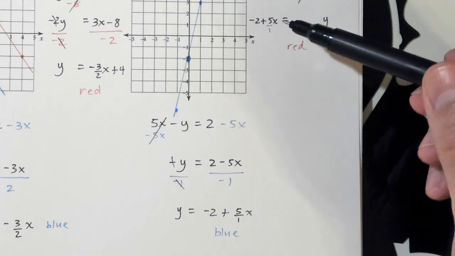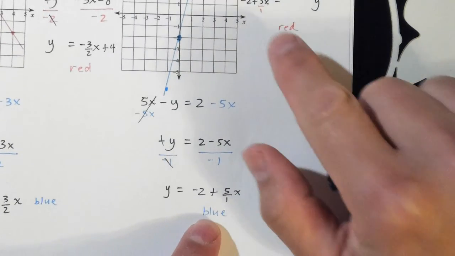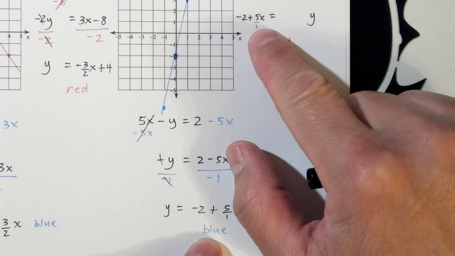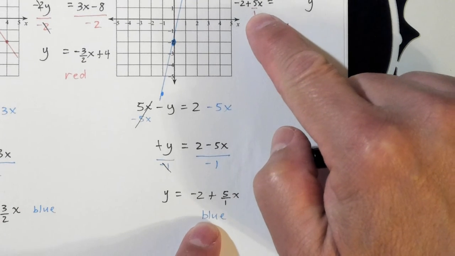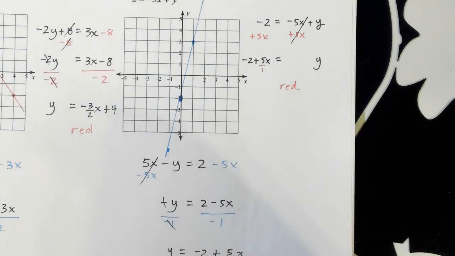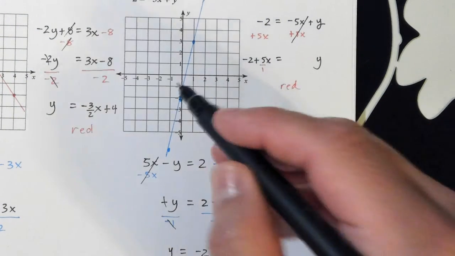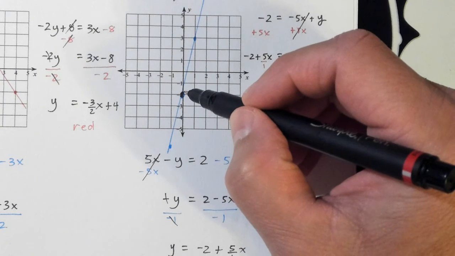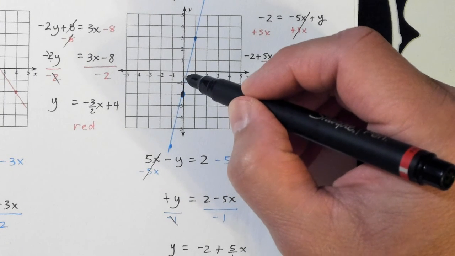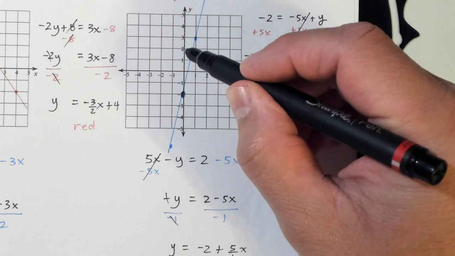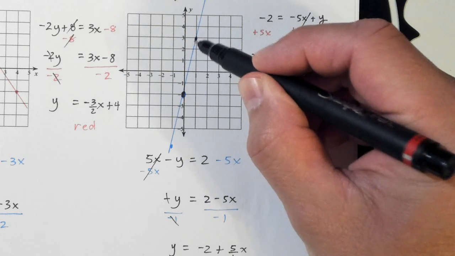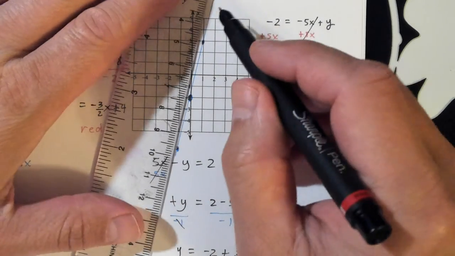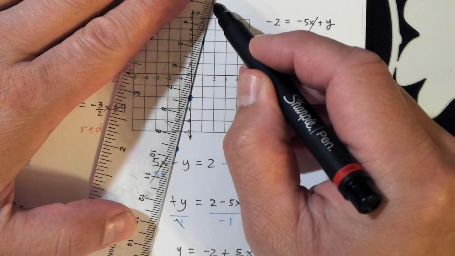And at this point, it's pretty obvious that these two lines have the same y-intercept and the same slope, so they are going to be right on top of each other. Negative 2. There's a word for that, but I am not that worried that you know that word, as long as you can graph the two lines accurately.